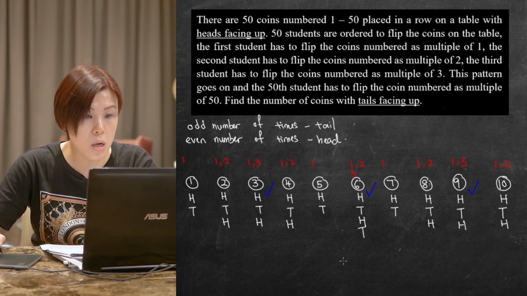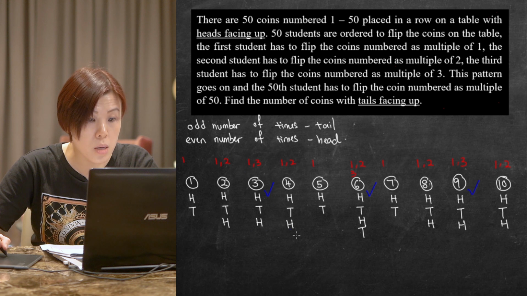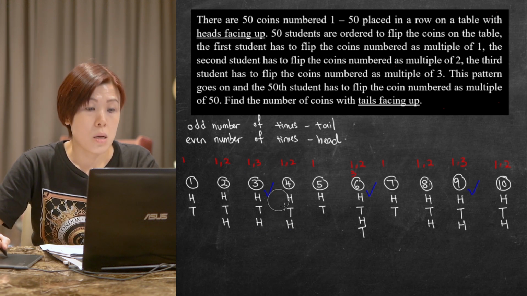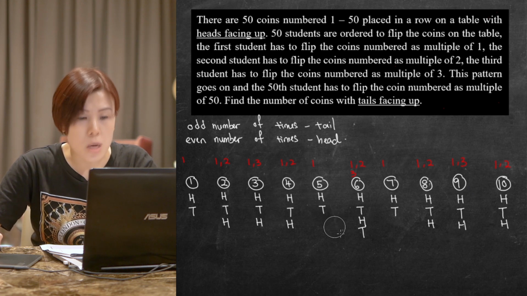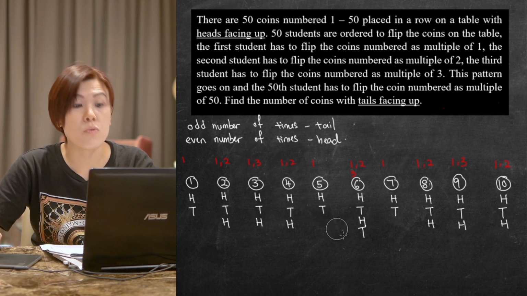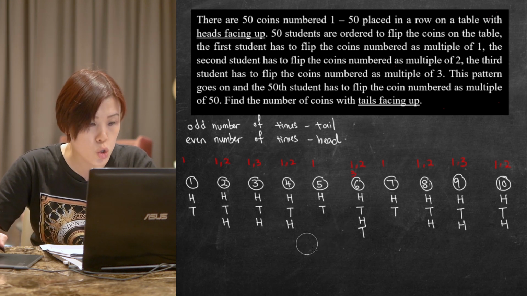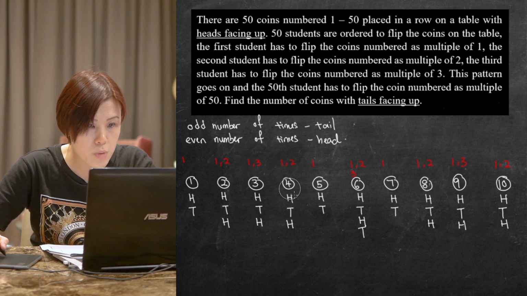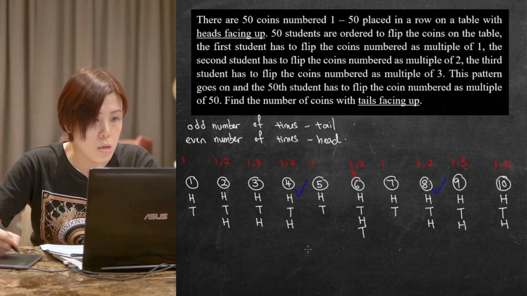Okay, imagine the fourth student comes to the table, and let me erase all these ticks. So the fourth student comes to the table, and he will need to flip the coins that are numbered with multiples of 4. 4 times 1, 4, and 4 times 2, 8. So the student will need to flip coin number 4. Okay, let me get blue. Coin number 4 and coin number 8.